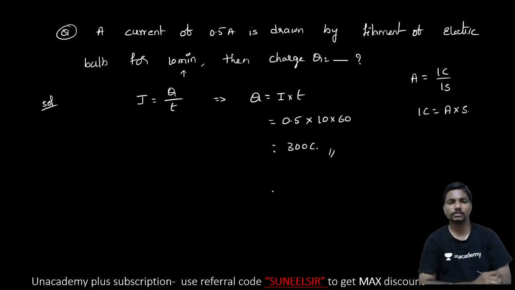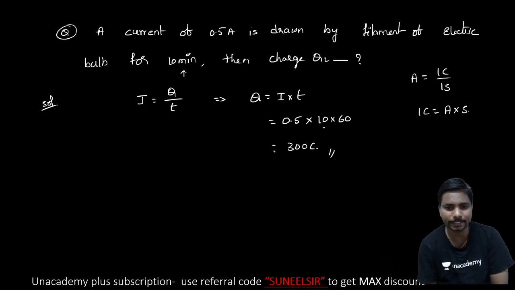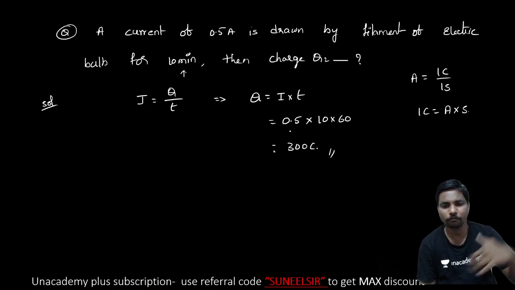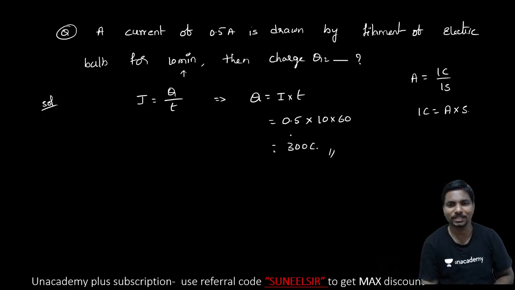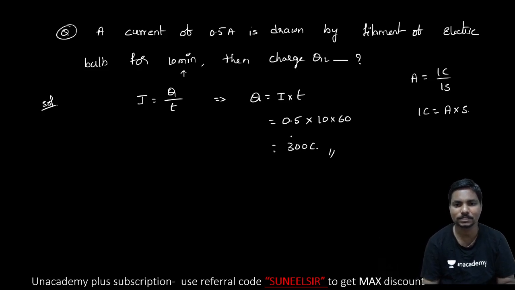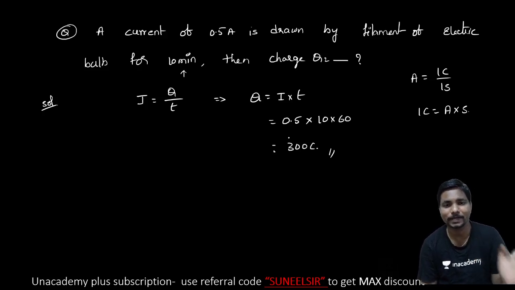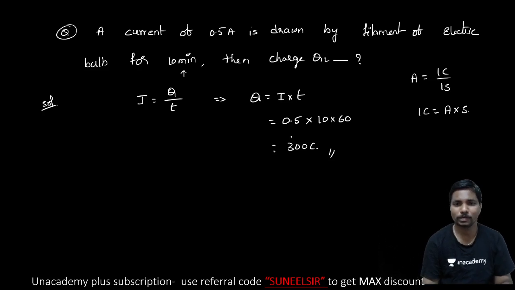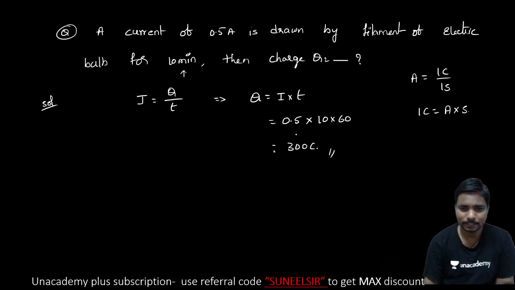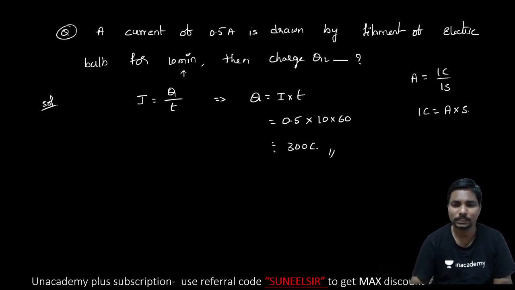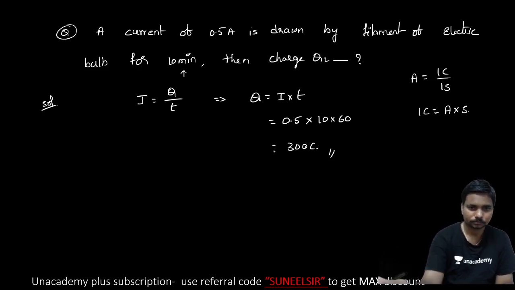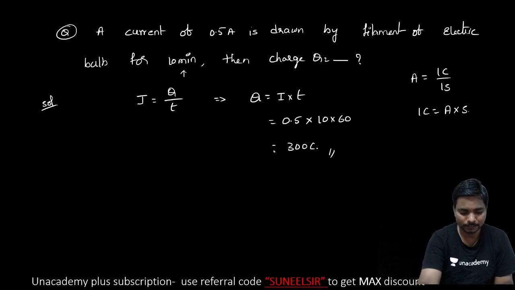Most of the students will make a mistake. They will just take 10, then 10 into 0.5, which may be the first option, and we are getting the wrong answer. So we don't want to do like that. Be careful while substituting the values. I think all of you got it.